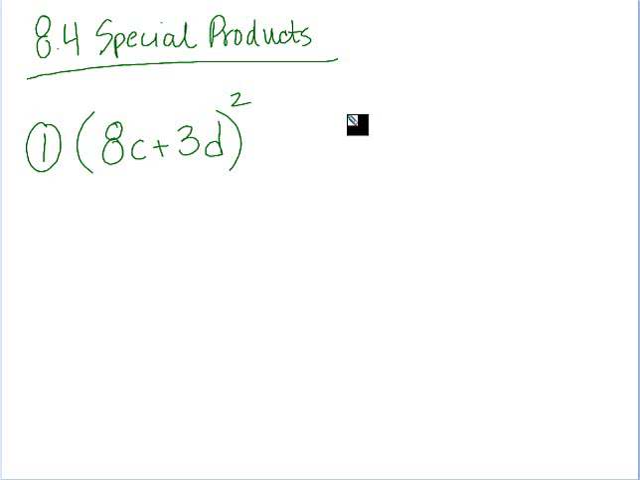Special products, section 8.4. And the first example is up there. Does this look familiar? Yeah, we were doing problems like this before, right? We just didn't call them special products. What do you think makes this so special? Because you got to write it out twice. Yeah, we got to write it out twice because it's squared.